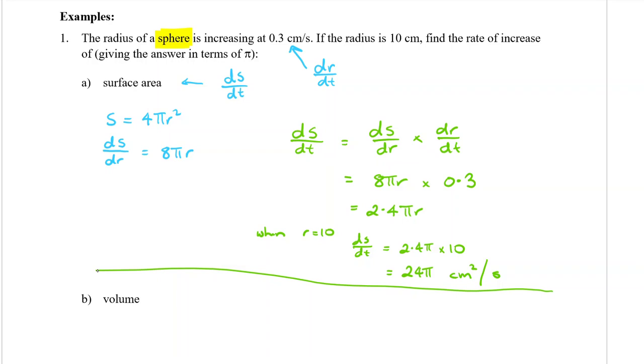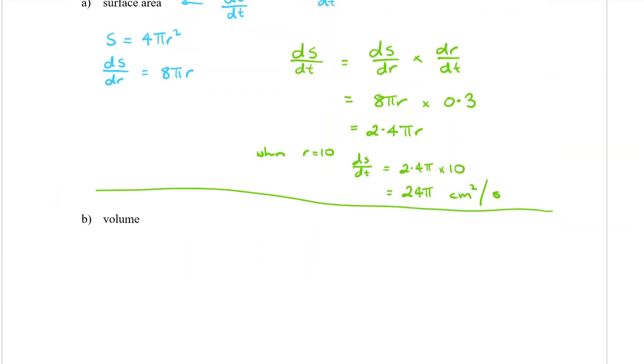Now we're going to do it again, but this time instead of surface area, we want to do volume. We want the rate of change of volume, which means we're after a dV over dt. That's what we want. Luckily for you, we already mentioned the formula for volume of a sphere: 4 over 3 pi r cubed.